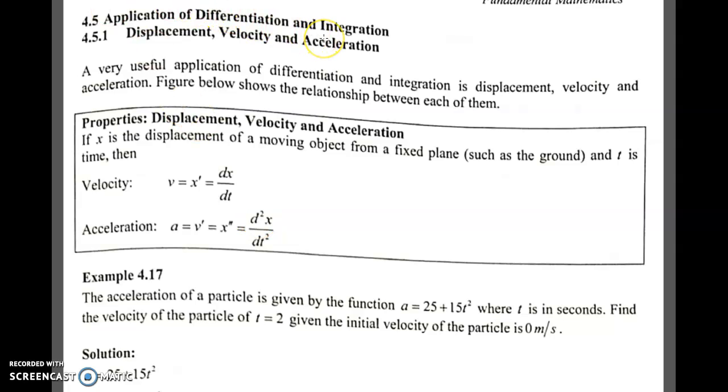Displacement, velocity and acceleration. First let us be clear on what is meant by displacement. If x is the displacement of a moving object from a fixed plane such as the ground and t is time, then the velocity will be this and acceleration will be this. Displacement means that we are placing an object at a different place from a fixed location.